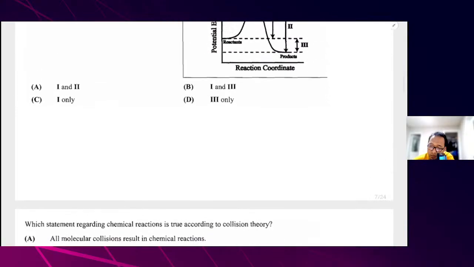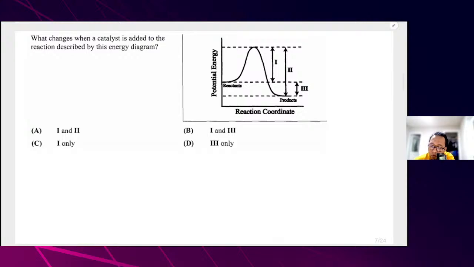Right. Now, moving on to another question. What changes when a catalyst is added to a reaction? Describe this energy diagram. So what changes when a catalyst is added to the reaction described by this energy diagram?